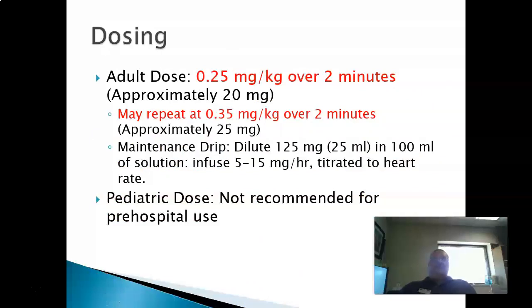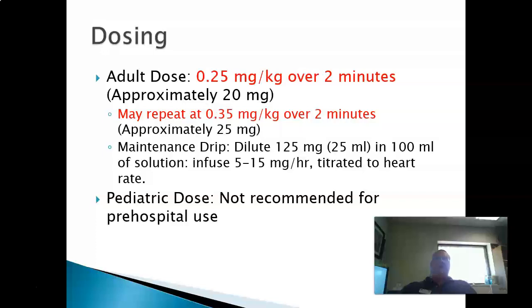The dose is 0.25 milligrams per kilogram, and it says over 2 minutes. I would say go slower. And the reason I say that, number one, they're stable. So if we're giving this drug, they're a stable patient. So give it slow. As a matter of fact, there's a lot of people who draw it up in a syringe and give it that way.